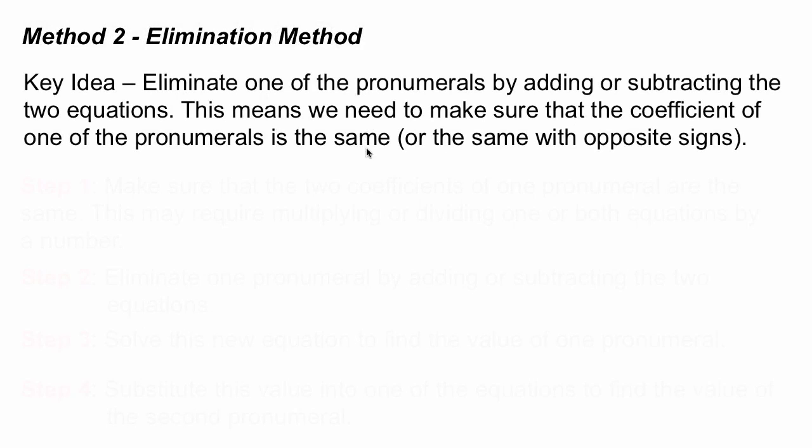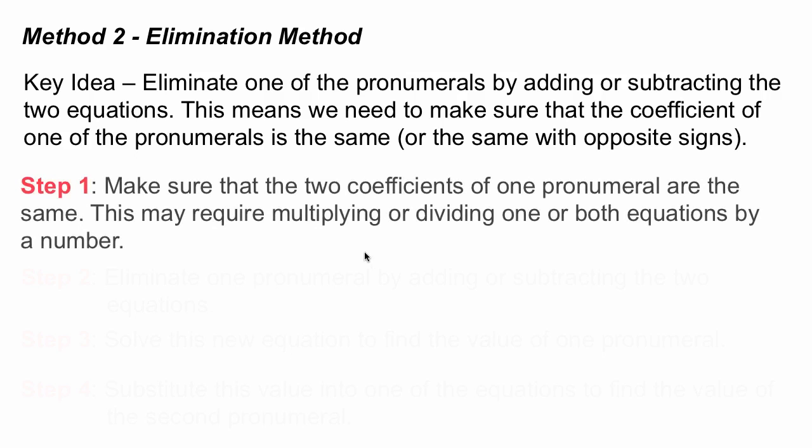The key idea behind the elimination method is to eliminate or get rid of one of the pronumerals by adding or subtracting the two equations. Now this means we need to make sure that the coefficients of one of the pronumerals are identical. They can have the opposite signs, but the number value must be the same. And so the steps are as follows.